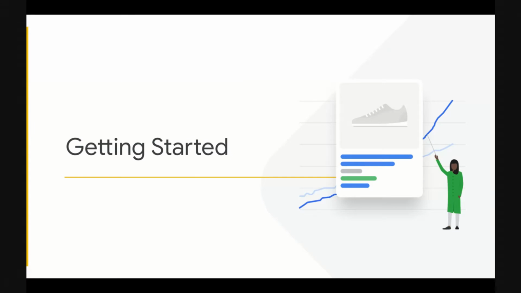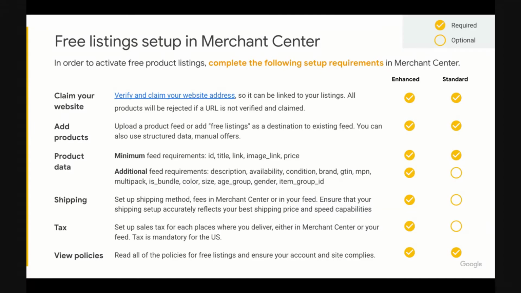All right, getting started. Let's talk about some of the setup in Merchant Center and what is required in order to get started. We're going to use free listings as an example. When you go through the setup flow while signing up for a Merchant Center account, these are the things that it'll ask for. First, it'll ask you to verify and claim your website address. It's important to do this first, because in order for your products to be approved, you first have to let us know that you own that website and that you have access to it. So go ahead and click through this link to ensure that your website is properly verified and claimed, following that setup flow.